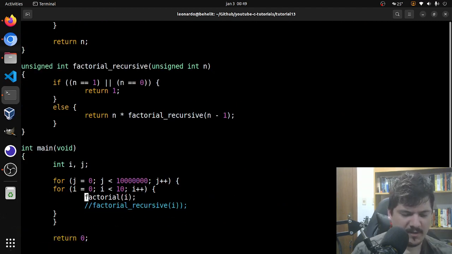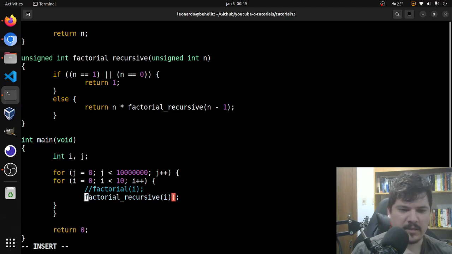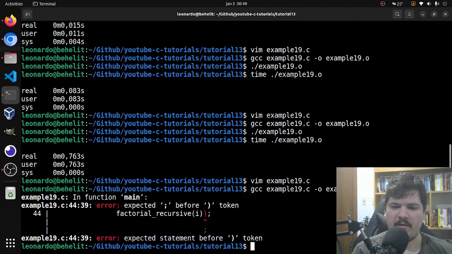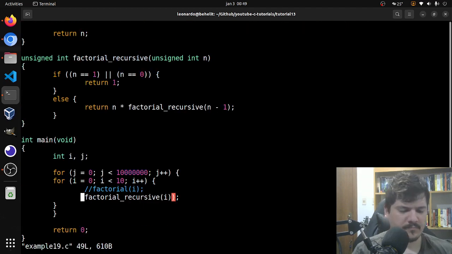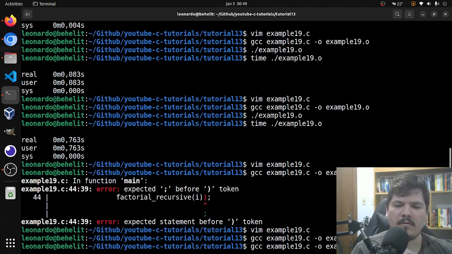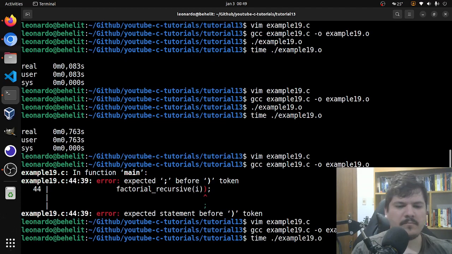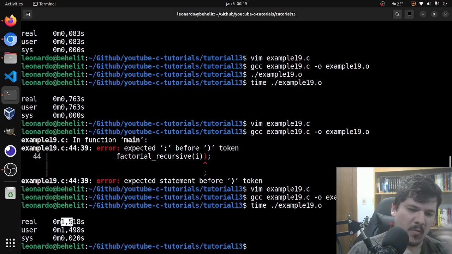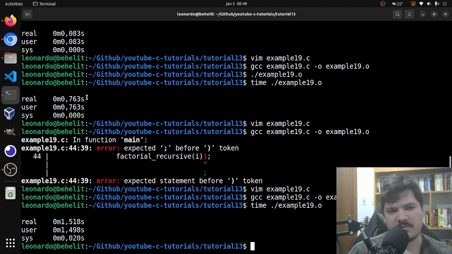Let's see if we have any difference in speed. Okay, 10 million times. Compile. Let's track it. Yeah. So in this case, recursion was actually worse than non-recursive. So it took 1.5 seconds to compute, while the non-recursive took like half the time, right?